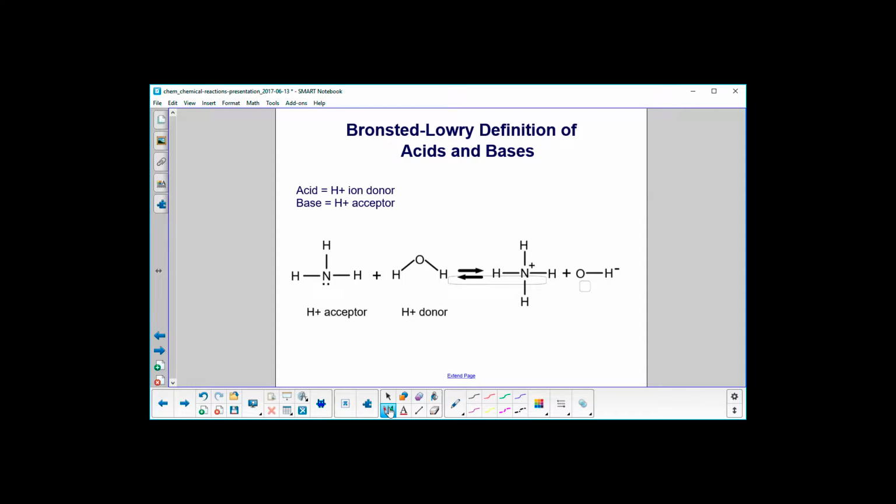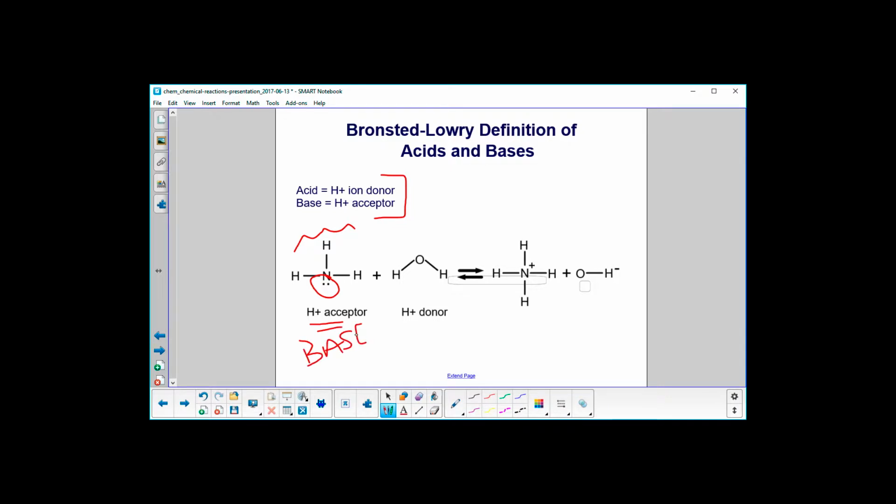There's a couple of different definitions of what are acids and bases. First, we'll look at the Bronsted-Lowry definition. It defines an acid as something that will donate an H+ ion and a base as something that will accept an H+ ion. So we have ammonia here. You can see it has room over here to take in another H+. So this would be a base.